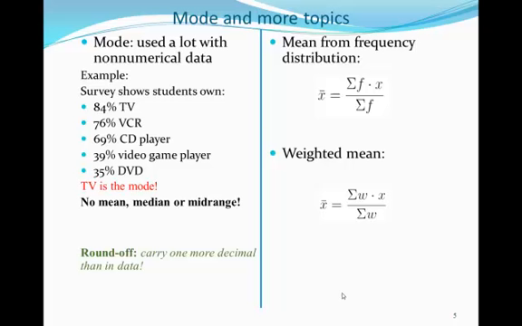Also, I want to introduce a couple more formulas to compute a mean. Mean from a frequency distribution: x bar equals the summation of each individual frequency times x, where x is the midpoint of each class, divided by the summation of frequency. The summation of frequency is the total frequency, or the sample size. And we also have a weighted mean: x bar equals the summation of weight times x, divided by the total weight, summation of w.